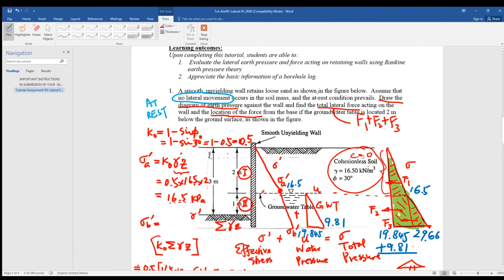And what's the location of this force? It's equal to, by taking moment about the base, divided by the total force, right? It gives you the height of the final resultant force. Okay, take moment about the bottom.